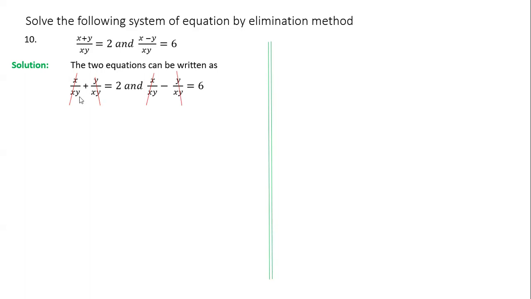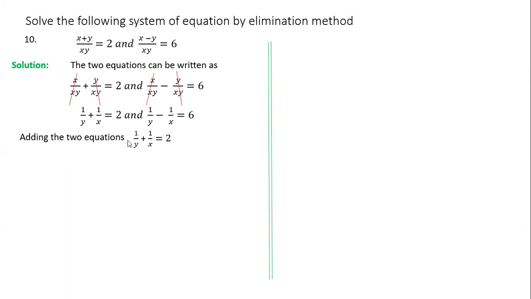What is left here? 1 upon y plus 1 upon x is equal to 2. Here 1 upon y minus 1 upon x is equal to 6. Okay. Now here you see 1 upon x and 1 upon x. One is plus, one is minus. So like the previous one, you need not substitute 1 upon x is equal to a and 1 upon y is equal to b. You can directly add the two equations because one is positive and one negative.